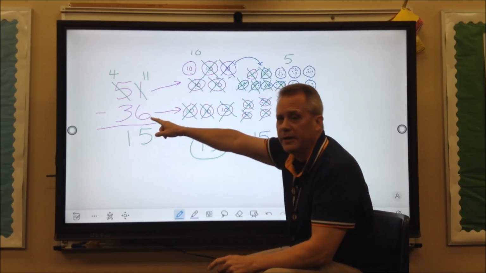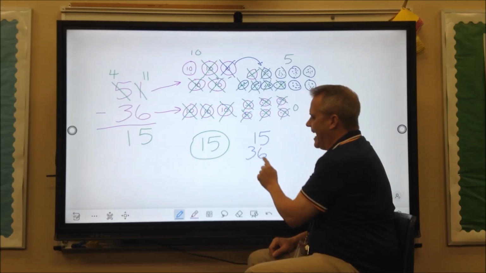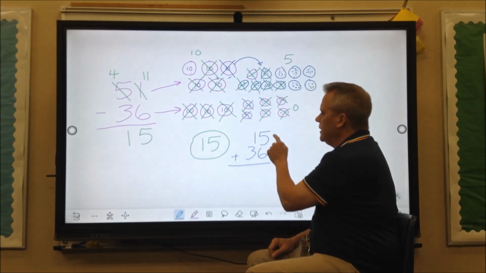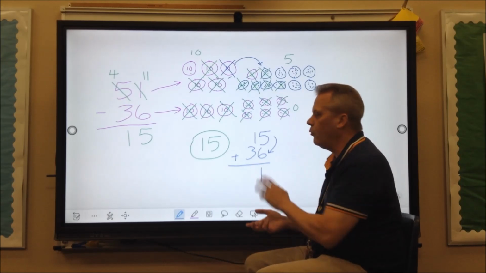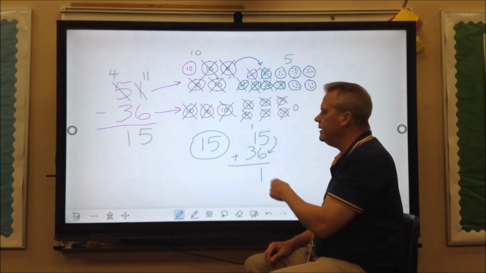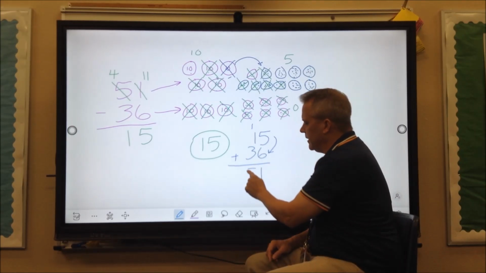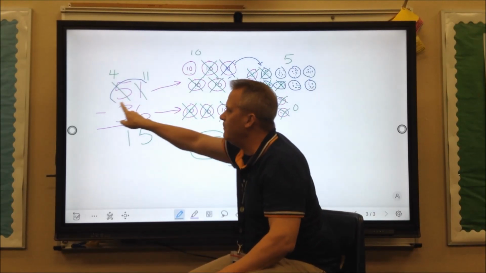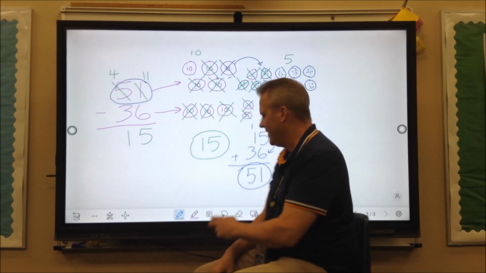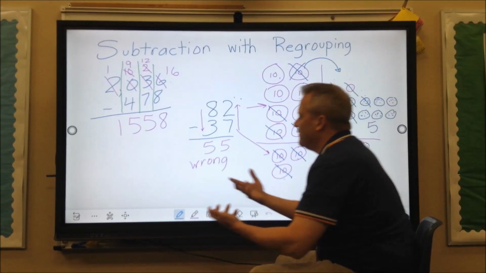Let's take the number in the middle, 36. Let's add it together. 5 plus 6 is 11. Put down the 1, carry the 10. 1 plus 1 is 2. 2 plus 3 is 5. Oh, look. I went back to my answer. So, let's go back to this really long problem at the front.